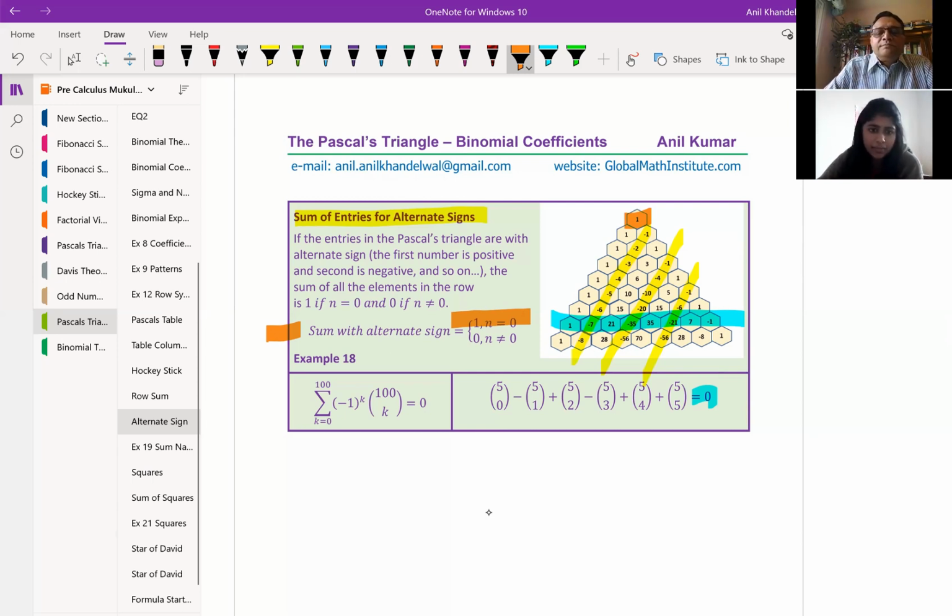How would that question be framed? It would be true or false. The statement: if you expand (a minus b) to the power of n, the sum of coefficients will always be 0. True or false? Then you will say it is false. If n is 0, then the sum is 1. But if n is not 0, it is 0.